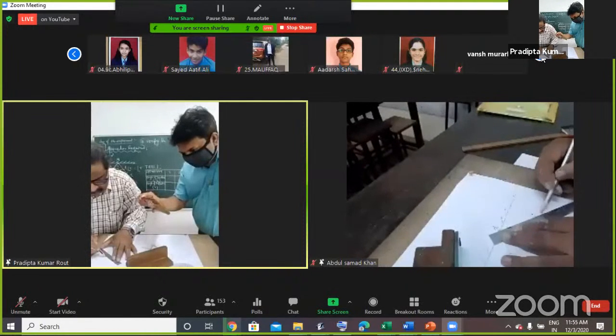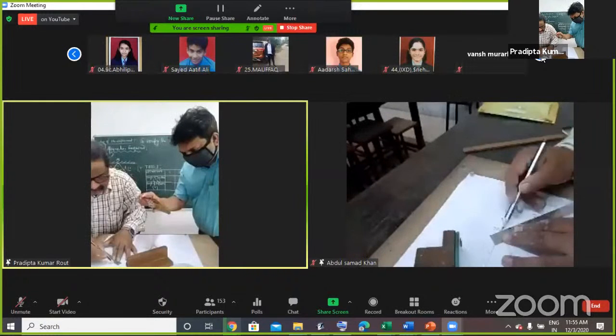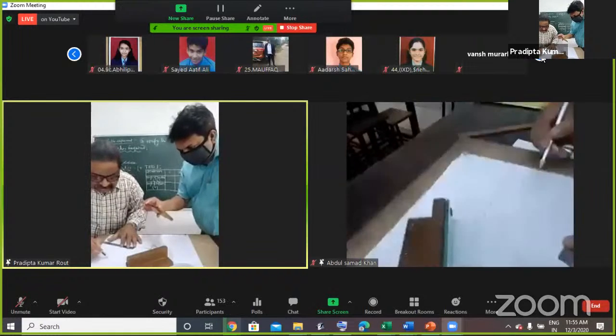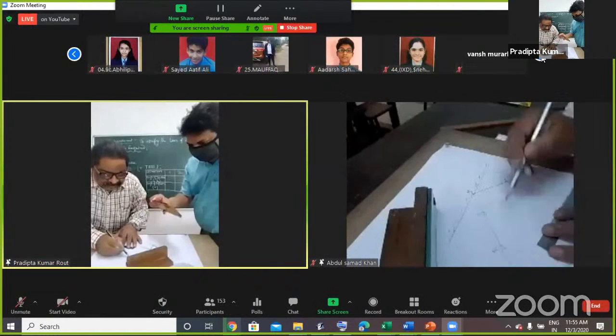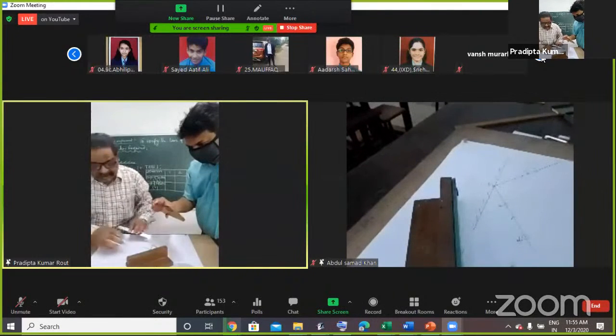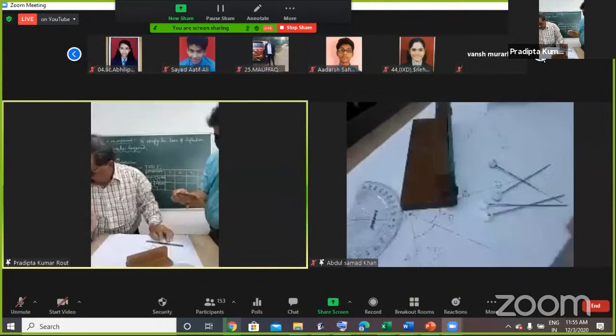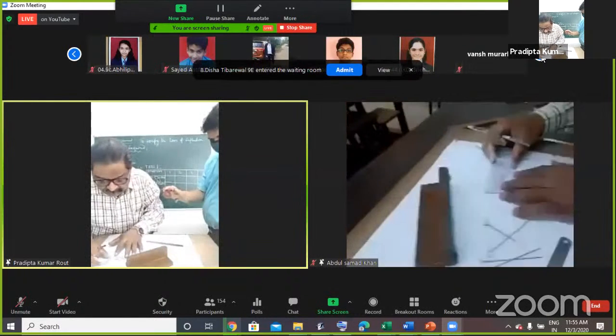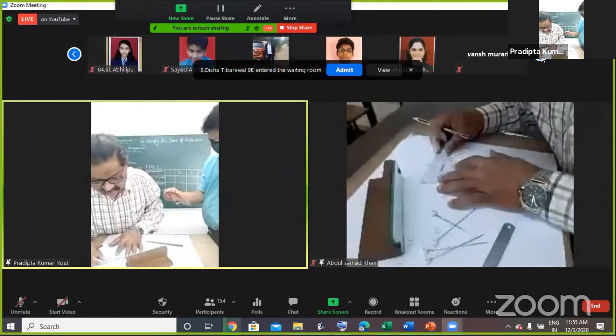So when you join this, you should carefully join this because a little bit of difference comes. This is your reflected ray. This is your incident ray. Now, incident ray drawn, reflected ray drawn. We have to draw the normal at this point. Let's check normal.